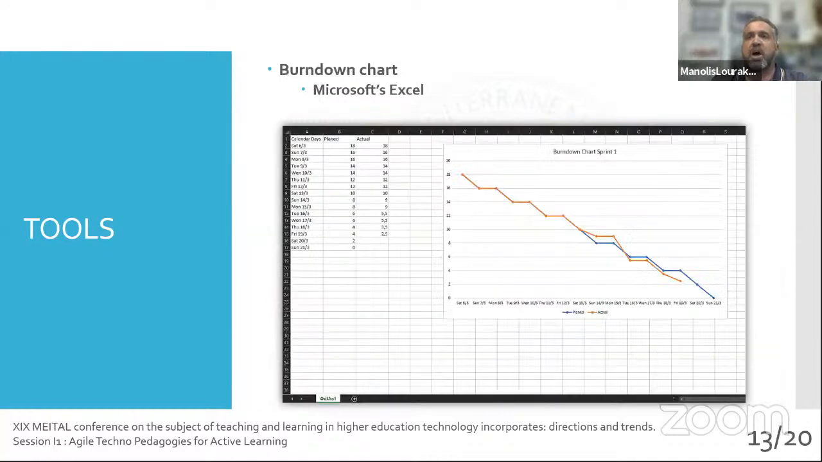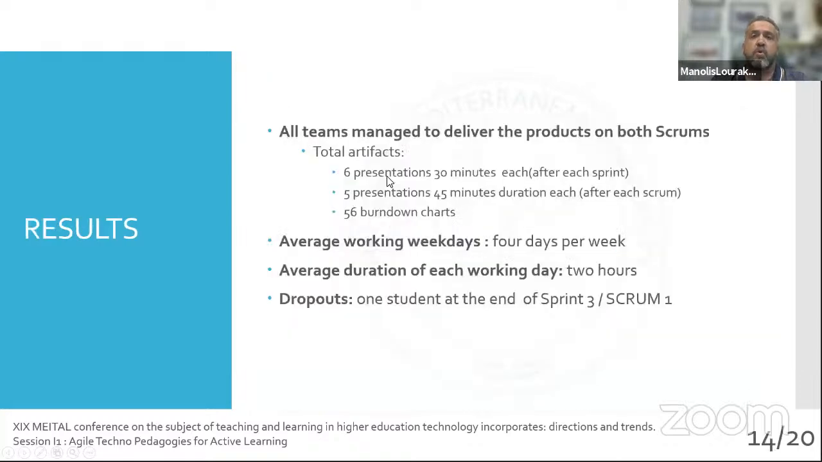And for the burndown chart, where the vertical axis is the effort in hours and the horizontal axis is the dates, the days of the week, they preferred to use Microsoft Excel, again because they were already familiar with this tool. So what were the results we had? All teams managed to deliver the products on both Scrums, and this was very promising for us, with very positive results from our side. In total, we gathered 6 presentations of 30 minutes each, 5 presentations of 45 minutes each, and 56 burndown charts.